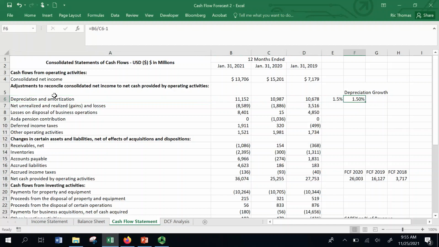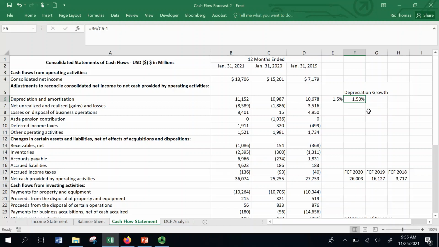So what I do is I calculate last year's amount relative to just the growth. Okay, so what I'm doing here is I'm just showing the growth in depreciation. Now, and I'm just assuming it grows at 1.5% per year.